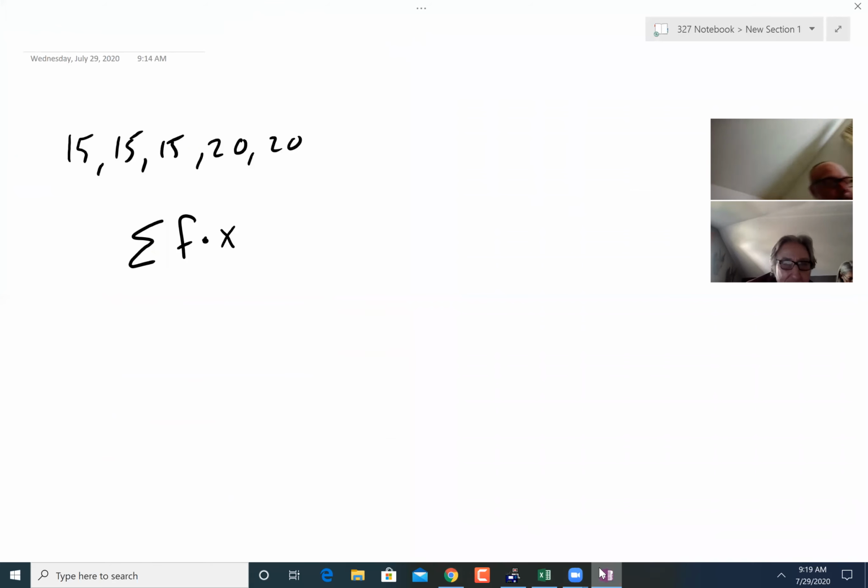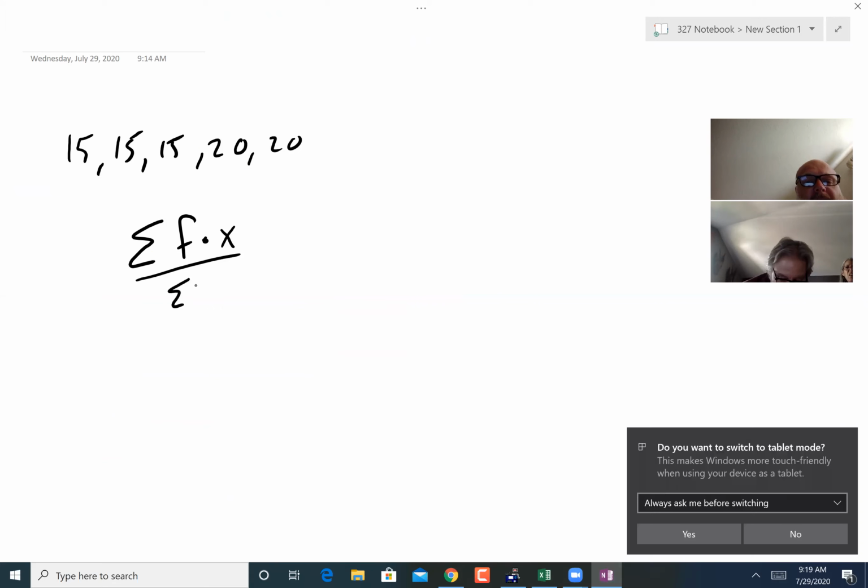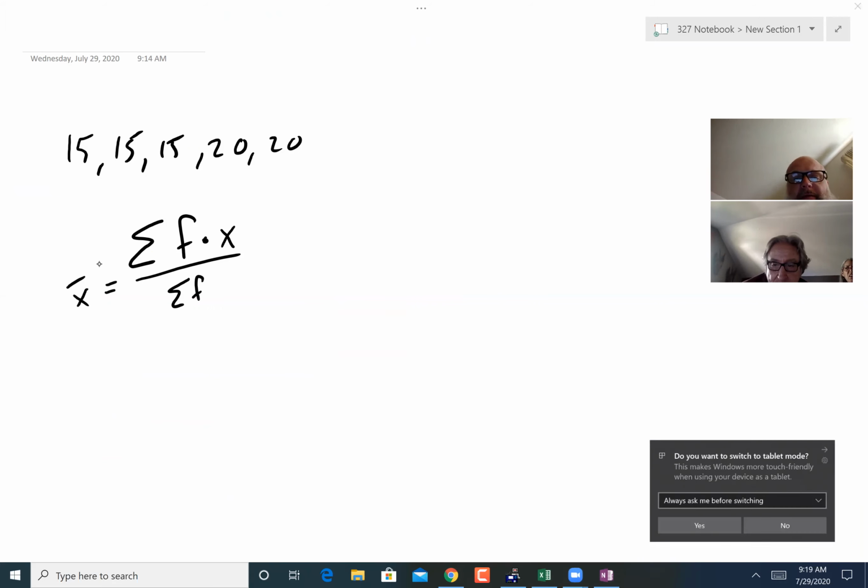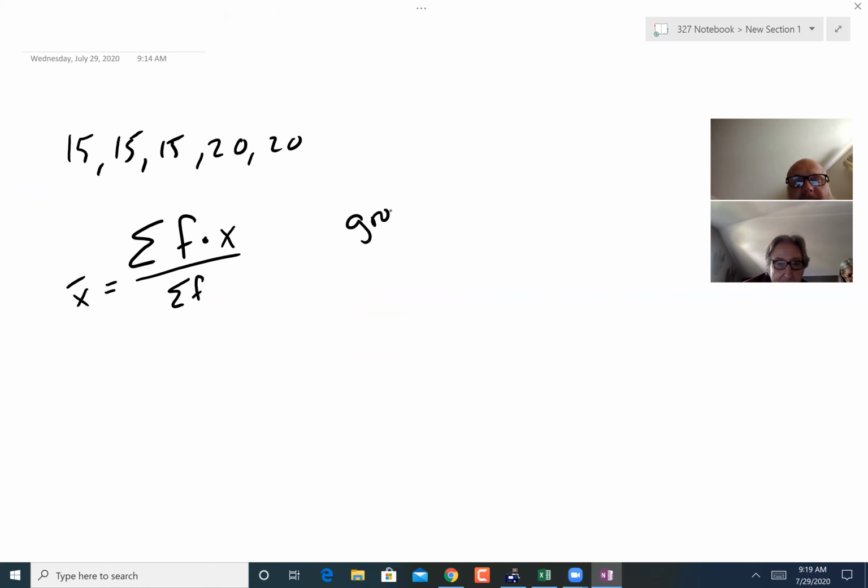If you have grouped data, this right here divided by the sum of the frequencies is how you find the mean. This is for grouped data. It's exactly the same as the regular data, except that obviously they didn't have to write out all 75 numbers. They put them in groups and said there's this many of this one, this many of the next one, okay?